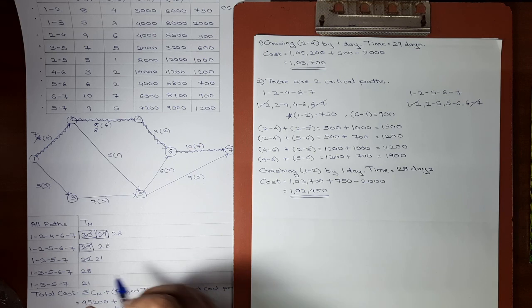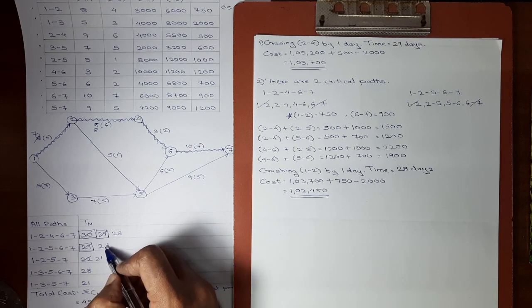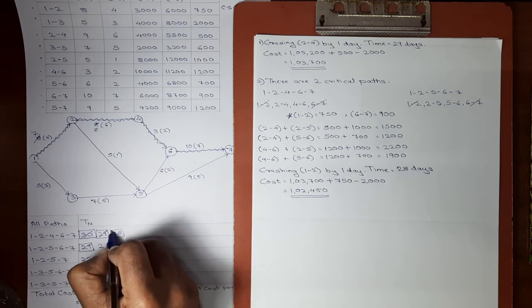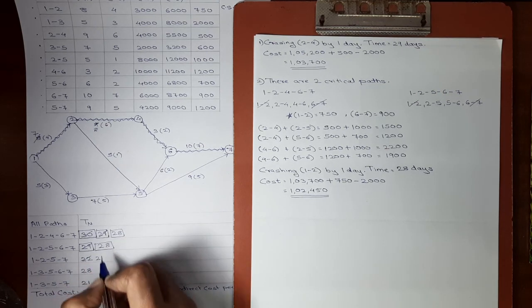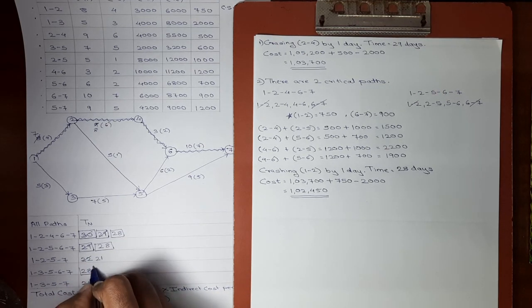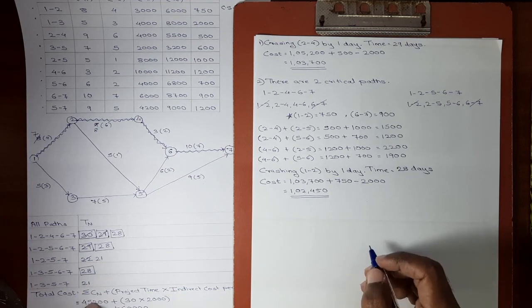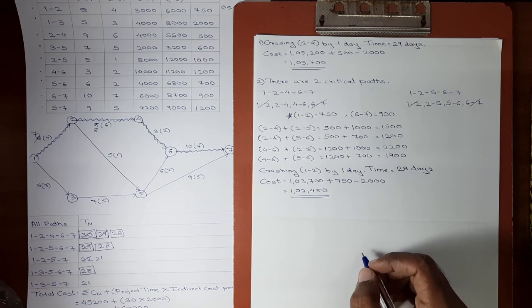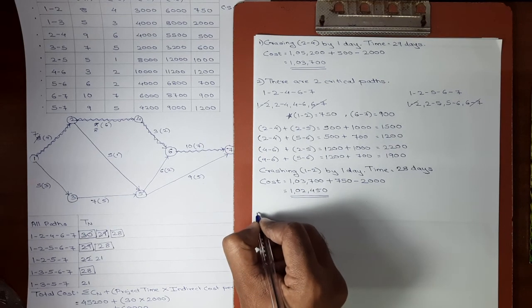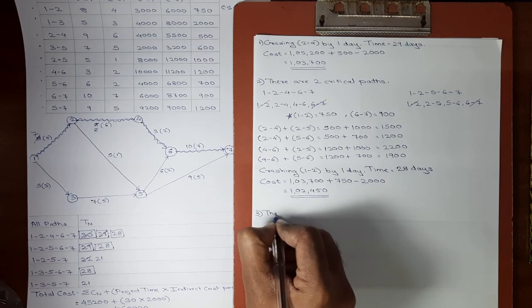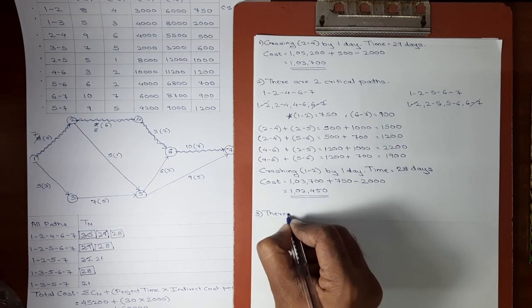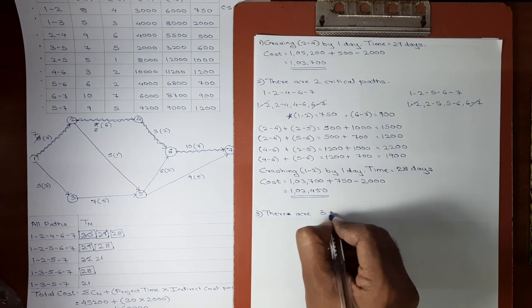Now if you see, this path is also having 28 days duration. First is having 28 days, second is having 28 days. Now third will also have 28 days. So which means that there are 3 critical paths now. Okay. Third step of crashing, there are 3 critical paths.